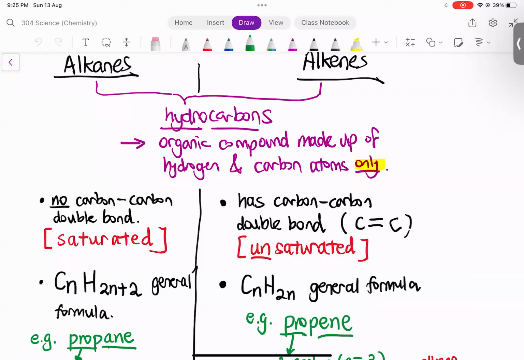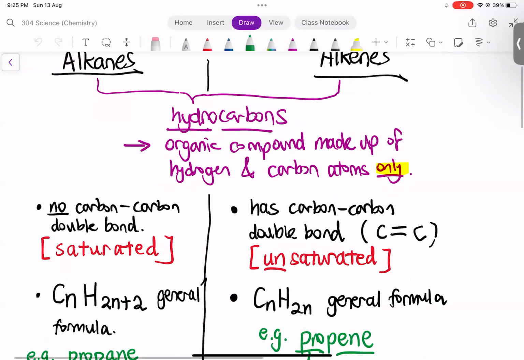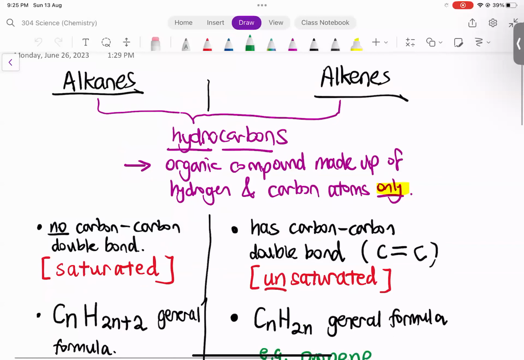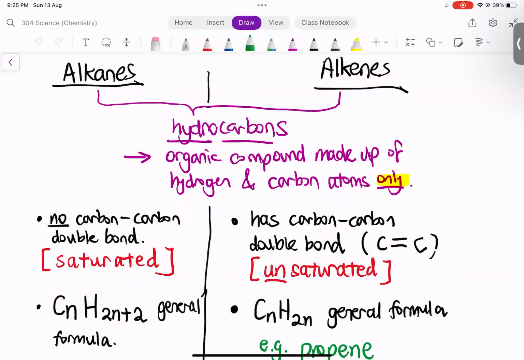All right, now alkanes are saturated. So hopefully you remember, saturated means there is no carbon-carbon double bond. On the other hand, alkenes have a carbon-carbon double bond. Therefore, they are unsaturated. So you need to be familiar with these words: saturated, unsaturated. Okay? Next, you must be familiar with the general formula. CnH2n+2. The one with plus 2 is alkane. All right? Alkene is just CnH2n.